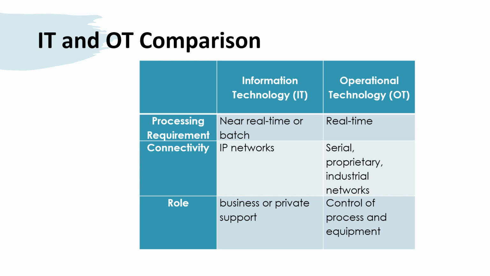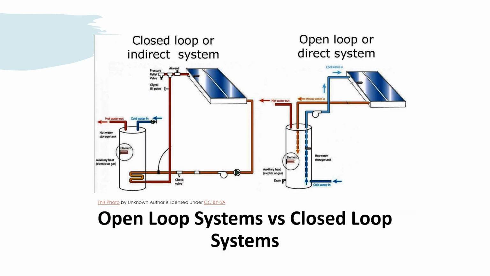On role, the principal role of an IT system is to support the people running the business operations of an enterprise. The OT system provides support for the controllers that enable process automation. In this section, we will look into the details of open loop and closed loop systems.